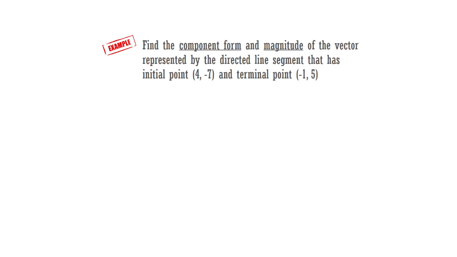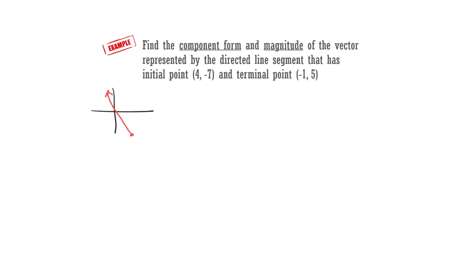So let's see if we could take some information and create this vector, putting it in component form. So two things here. We're going to find the component form, and then once it's in component form, we're going to find the magnitude of the vector. Now, I'm not giving it to you as a vector. I'm giving it to you as a directed line segment. So what it looks like is happening here is that my initial point is at (4, -7), so somewhere here. And then I have a terminal point at (-1, 5) up here. And so my vector is going this way.